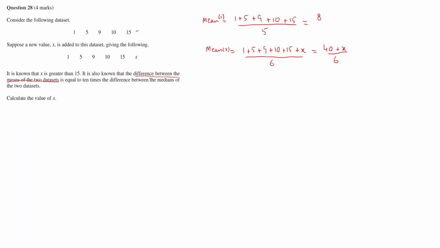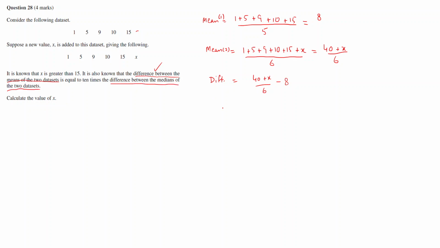Now you've calculated the two means. What it's saying is the difference between the means of the two data sets. So what would be the difference of the means? The difference would be equal to (40 plus x) over 6 minus 8. That's the difference of the two means. Now you've figured this part of the sentence out. The next part is that the difference is equal to 10 times the difference between the medians. Forget the 10 times. Think about the difference between the medians of the two data sets.